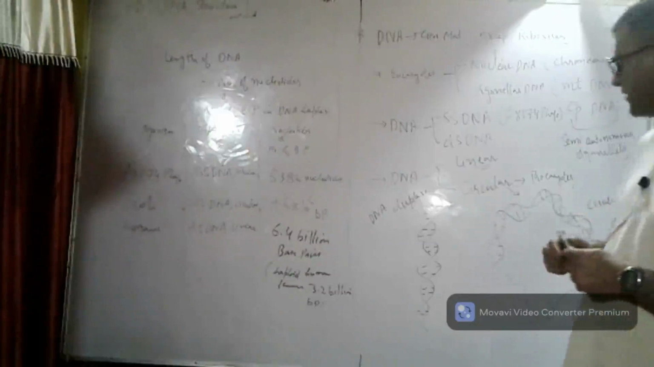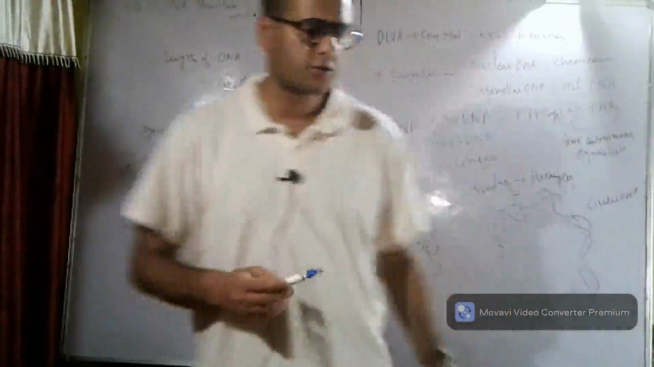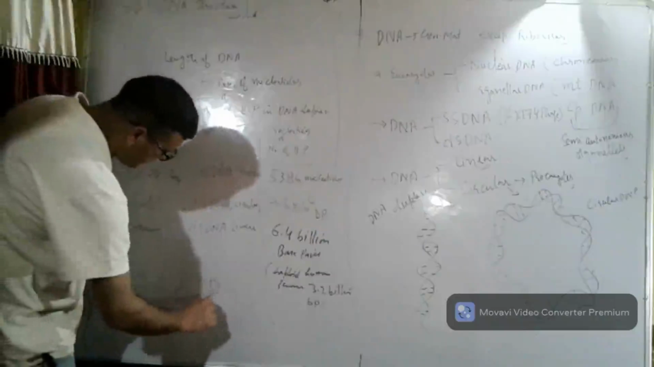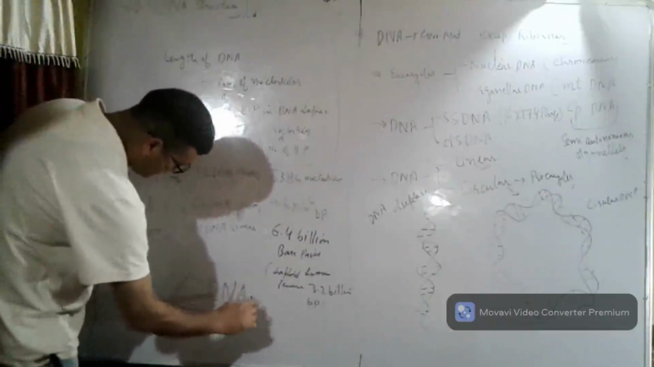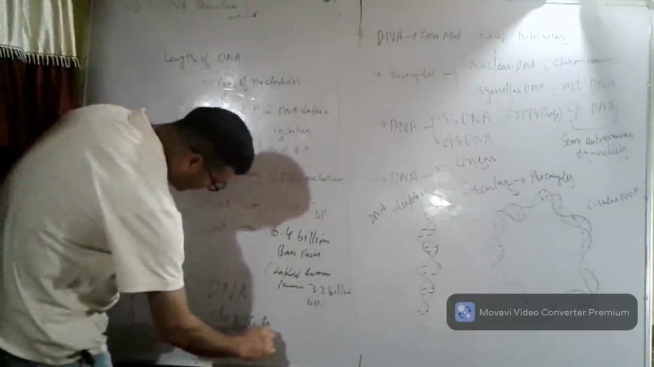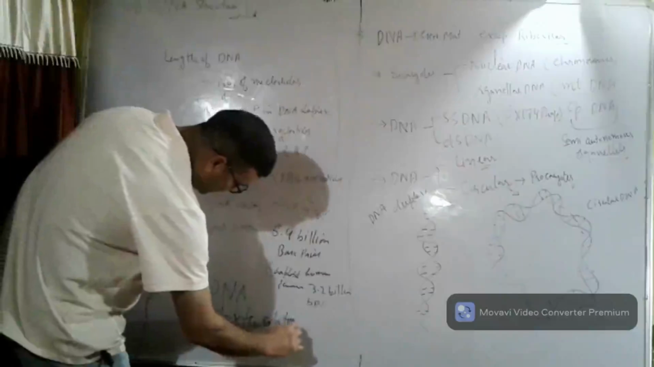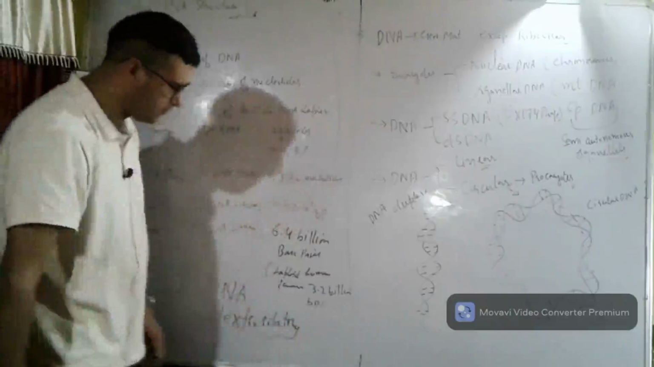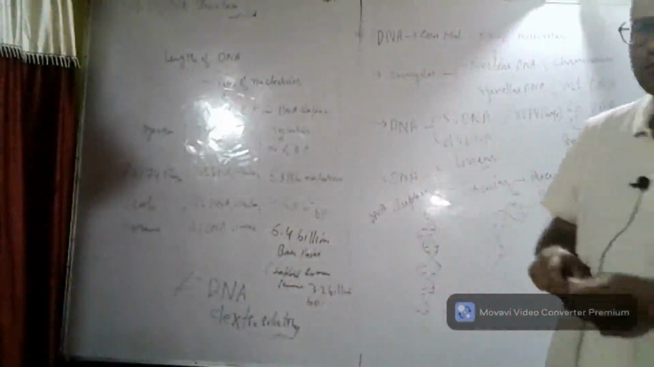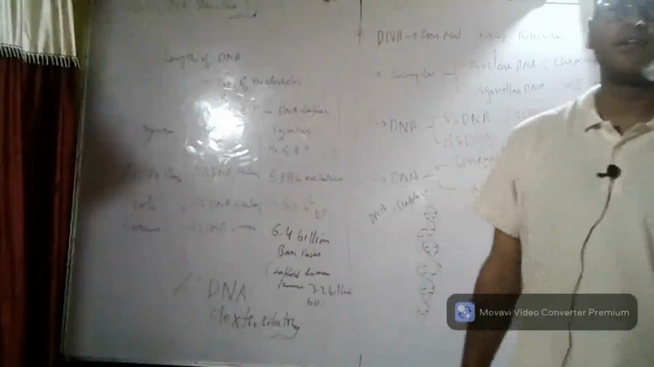And remember that DNA is dextrorotatory. That is, it rotates plane polarized light in the clockwise direction. That means it rotates plane polarized light towards the right. So DNA is dextrorotatory.